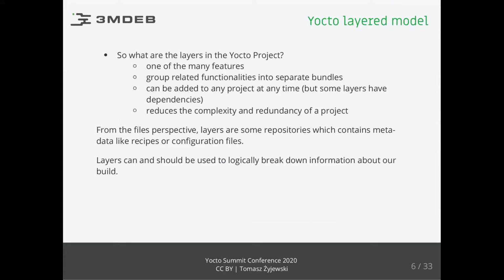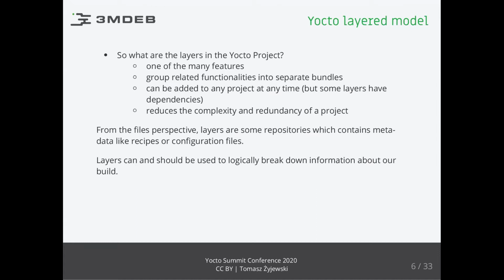Okay, so what are the layers in the Yocto project? One of the many features of the Yocto project is the fact that it uses a layered model, which means that it groups related functionalities into separate bundles. These bundles can be added to the project at any time, keeping in mind that some of them may depend on other layers. Layer breakdown that isolates and groups functionality also reduces the complexity and redundancy of a design. All this allows you to easily expand, customize, and organize projects on which you are working.